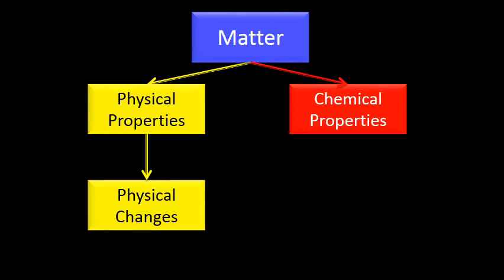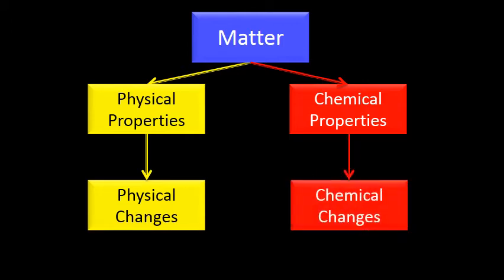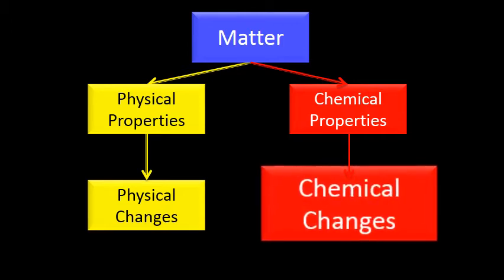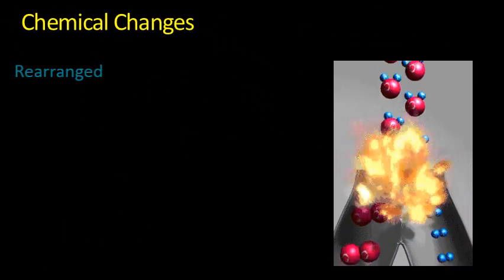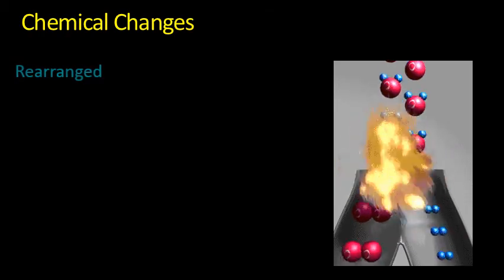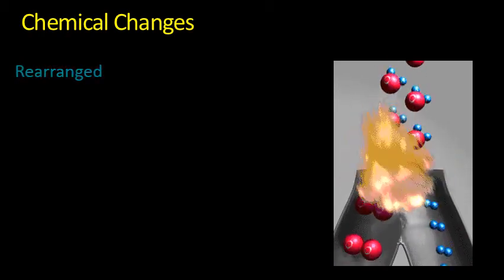Chemical properties, we define those based on what a chemical can do. Now we're going to talk about chemical changes, which is really the heart of chemistry. The key to determine whether or not something has undergone a chemical change is if the molecular arrangement has changed.